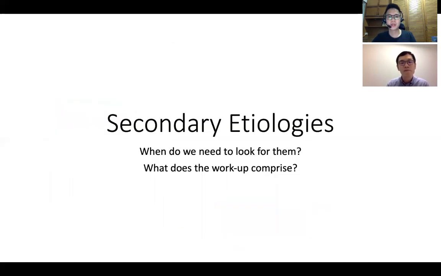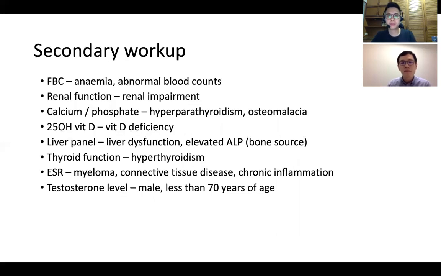Okay, so the next question is about secondary etiologies. When do we need to look for them? So I think you alluded to in patients where the Z score is significantly compromised. And are there any other instances? And what do we normally do in terms of secondary workup? Okay, so this is a list of investigations that I generally do for first visit patients in the clinic when I evaluate them for osteoporosis.